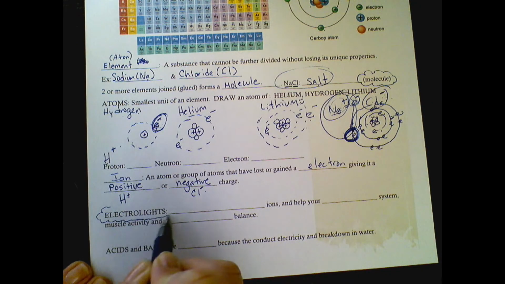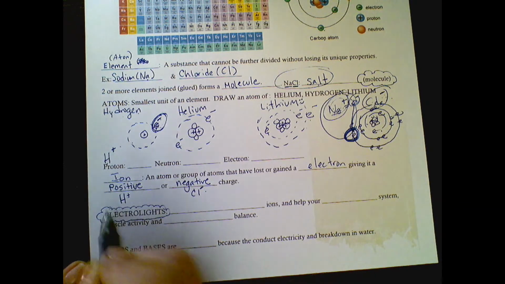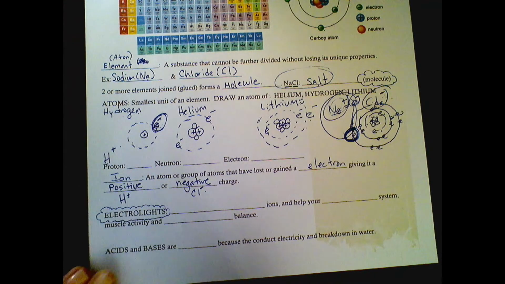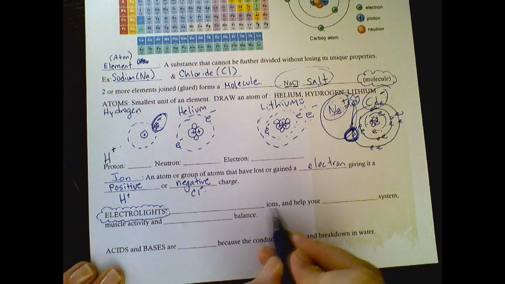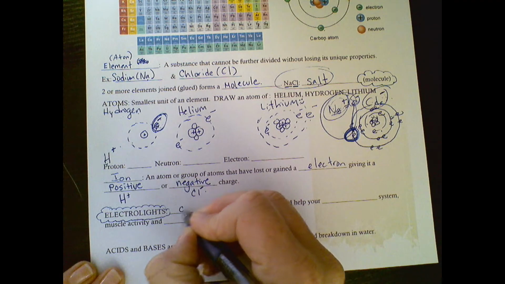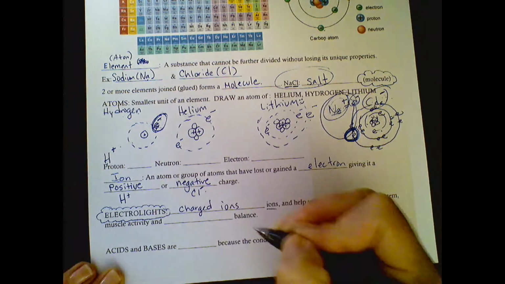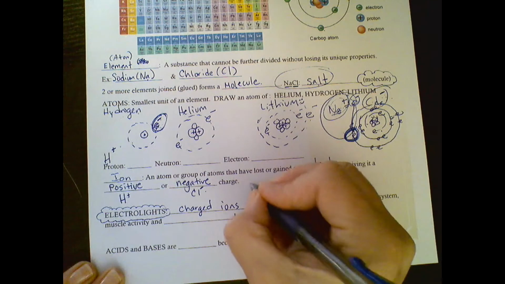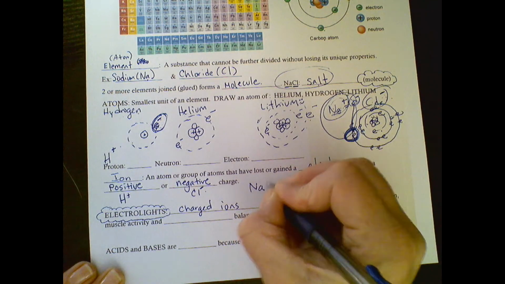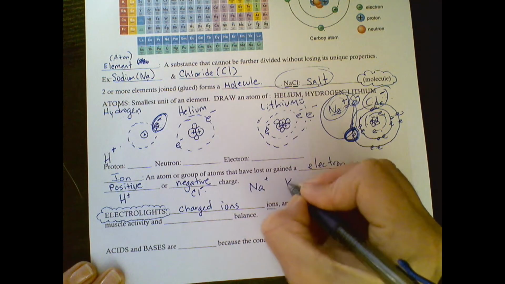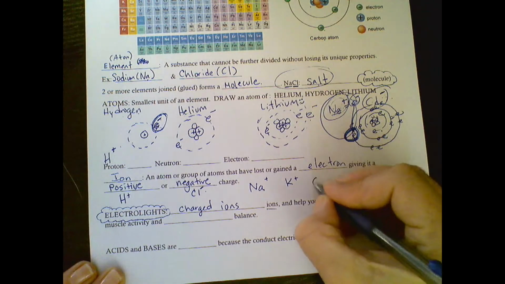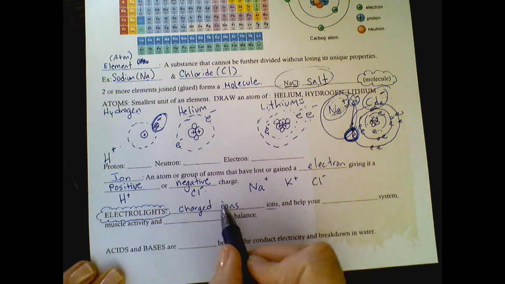If you've ever exercised or heard about people who are exercising, they say you have to drink your electrolytes. Gatorade has electrolytes. Electrolytes are just charged ions. That's all they are. Like sodium or potassium or chloride. All of these are electrolytes.